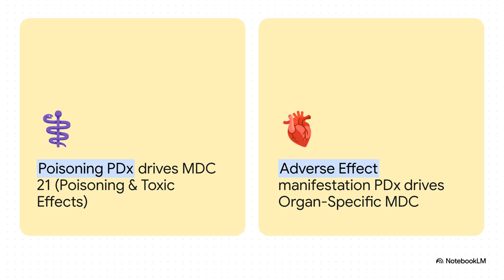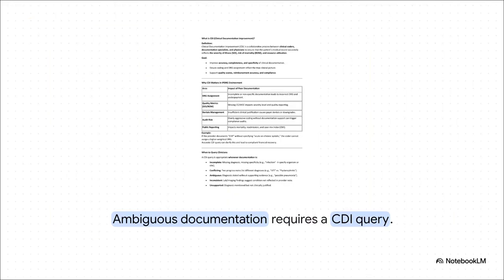A poisoning principal diagnosis drives the entire case into MDC 21 for poisoning and toxic effects. But an adverse effect manifestation, that drives it into a specific organ system MDC. So to put that into perspective, one single sequencing mistake here throws off the entire DRG grouping, completely altering the hospital's reimbursement. And this is exactly why provider documentation is so critical.